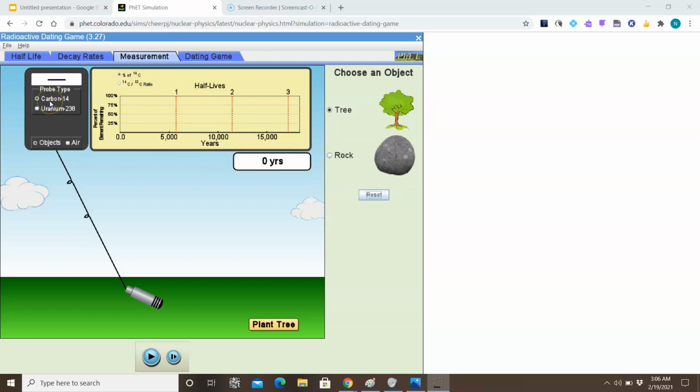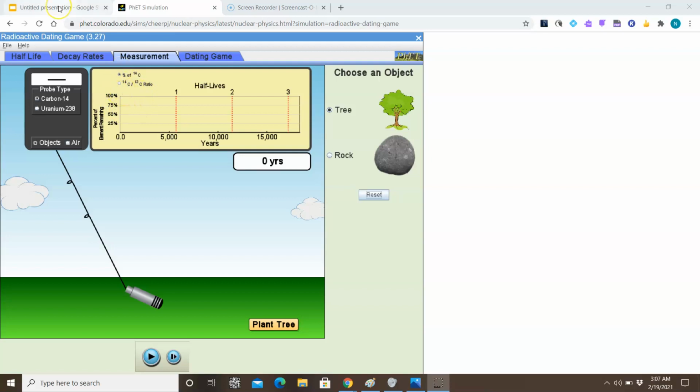Now we're going to start by measuring the amount of carbon-14 in a tree. So we're going to begin by planting the tree. When I click on plant the tree, I want you to make sure that you closely follow the percent of carbon-14 that we have in the tree.